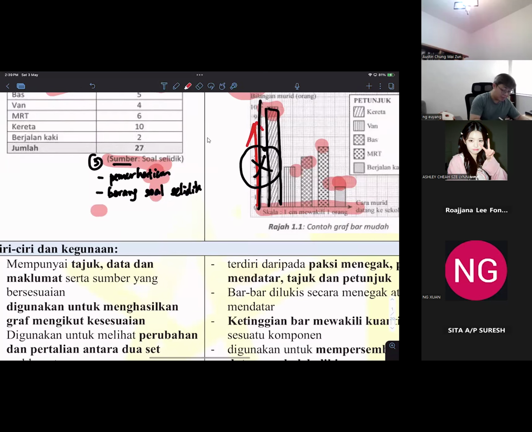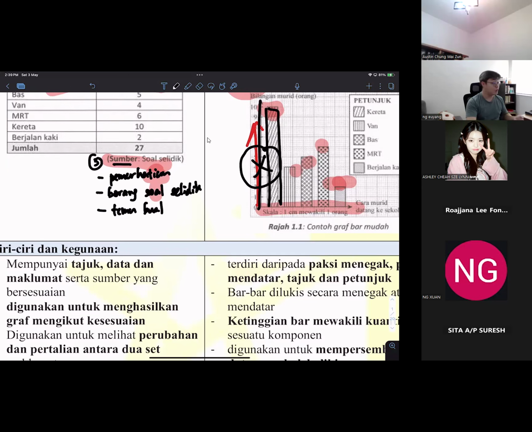So what is the third method? You don't need to observe so many people or send so many survey forms. Just ask for the representative. Let's say you want to know the situation of a school. You interview the principal, or interview the guru tingkatan for the whole class. So this is known as interviewing. You interview the authority, the representative.